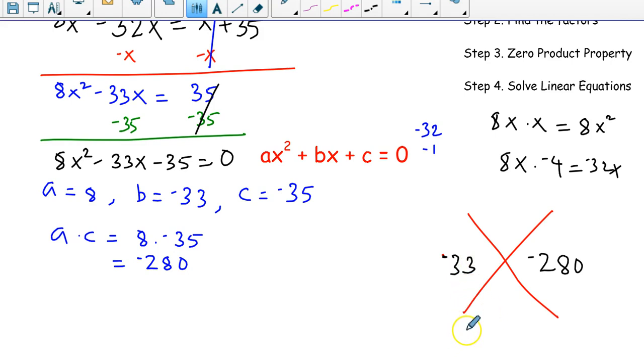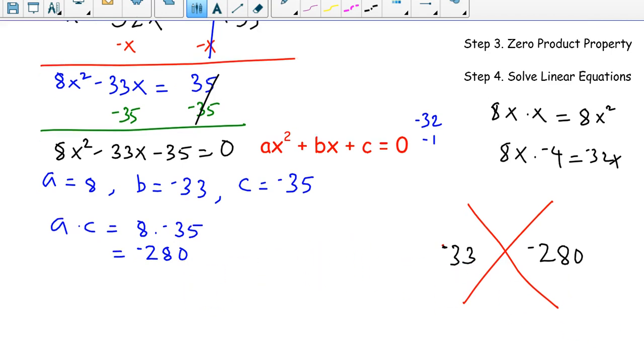Okay, so now let us look for two numbers whose product is 280 and the sum of those two numbers is 33. Okay, so what are those? Let us try.